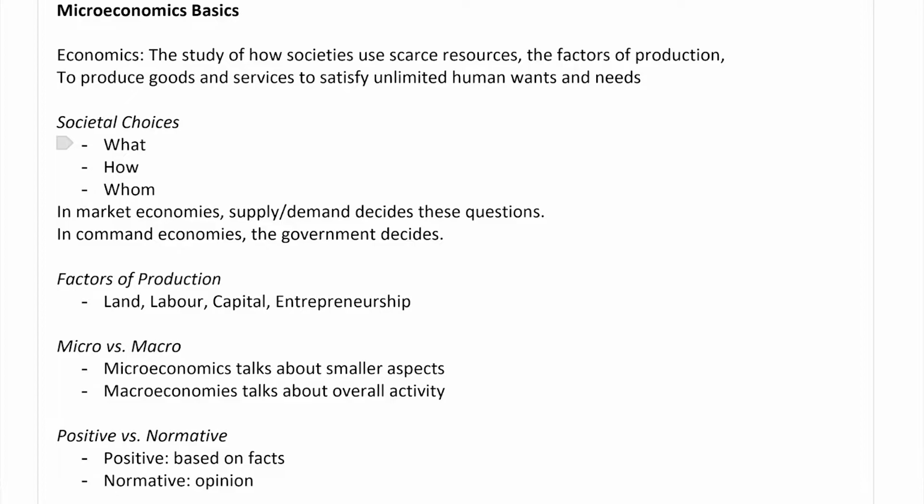more efficient at it. And finally, the last question is for whom the economy is going to produce. In microeconomics, this question is usually determined by market forces, as the people who have higher wealth, who have higher income, will be able to buy more goods. In market economies, supply-demand forces decide these three questions, whereas in a command economy, the government decides.